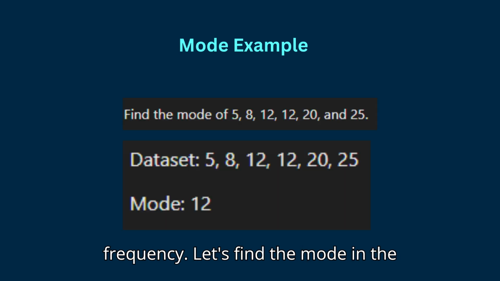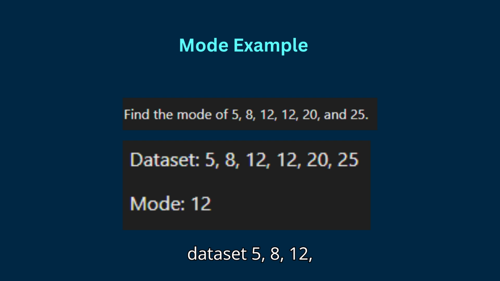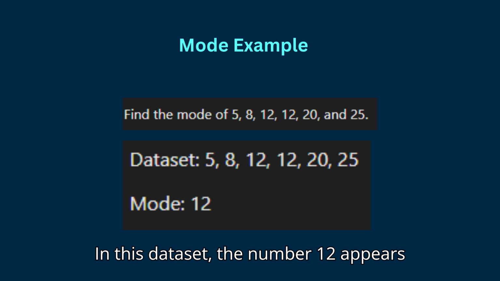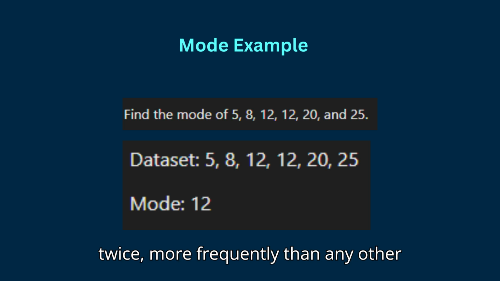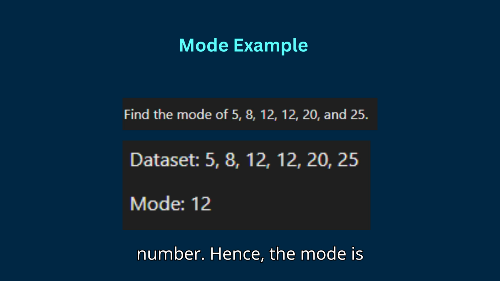Let's find the mode in the dataset 5, 8, 12, 12, 20, and 25. In this dataset, the number 12 appears twice, more frequently than any other number. Hence, the mode is 12.